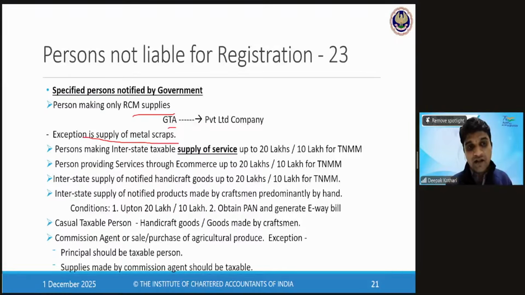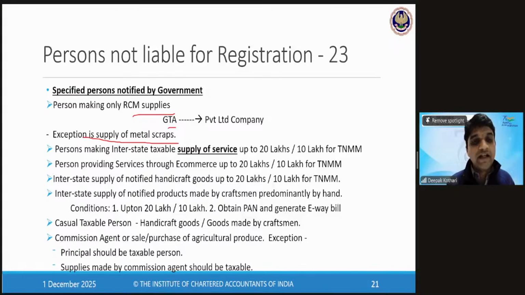But they have notified that a person supplying metal scrap need not take registration if he's only supplying goods which are liable to RCM. But they've said that no, this exception will not apply to you. If you're dealing in metal scrap, the threshold limit will not apply. You have to take compulsory registration.